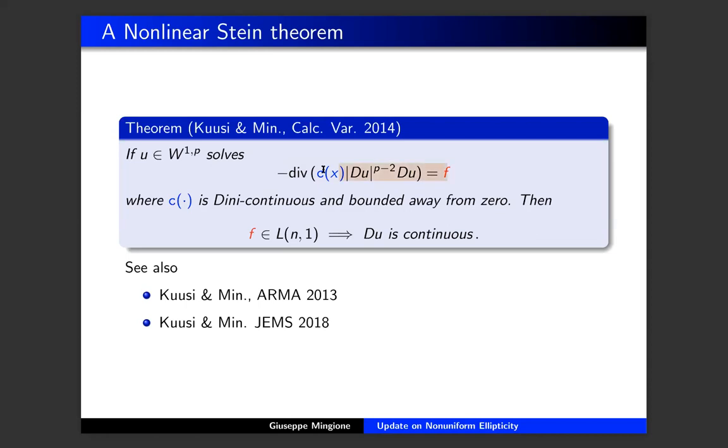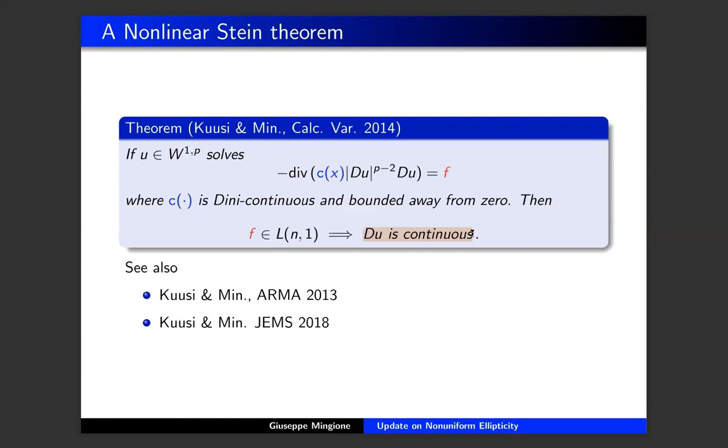That's a model case. So take a nonlinear system of this type with Dini continuous coefficients. For instance, Hölder continuous coefficients is perfectly okay. But with the right-hand side exactly the one prescribed in Stein's theorem, then u is continuous. And that's the nonlinear Stein's theorem. You can find several versions also in these papers with Tuomo Kuusi from Helsinki.